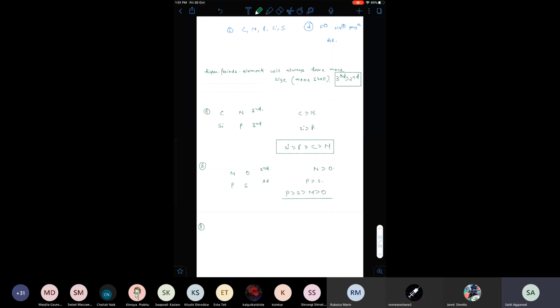Third is carbon, nitrogen, silicon, phosphorus, sulfur. So silicon is bigger than phosphorus, bigger than sulfur, bigger than carbon, bigger than nitrogen.